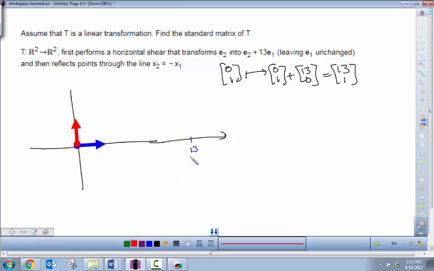I want this in red. And E1 is unchanged, so I'm going to put that there for now. But then there's another transformation that happens, and the other transformation is this line. If this is a little too confusing, just pretend that x2 is y and x1 is x. So y equals negative x.